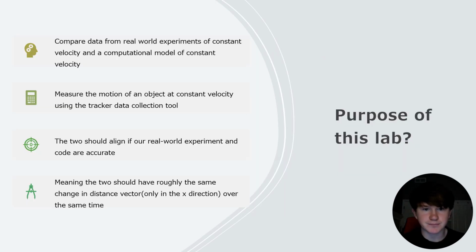We can just use the ball's velocity times the change in time to change the position vector because the velocity is constant. So what's the purpose of this lab? We really want to compare data from real-world experiments of constant velocity and a computational model that we can create using code. And if the two are accurate, then they should align, having the same change in distance vector over the same amount of time.